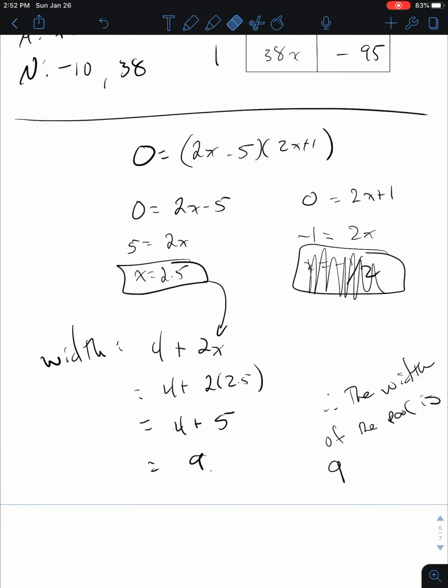Therefore, the width with the deck is 9 meters. Not the pool, sorry.